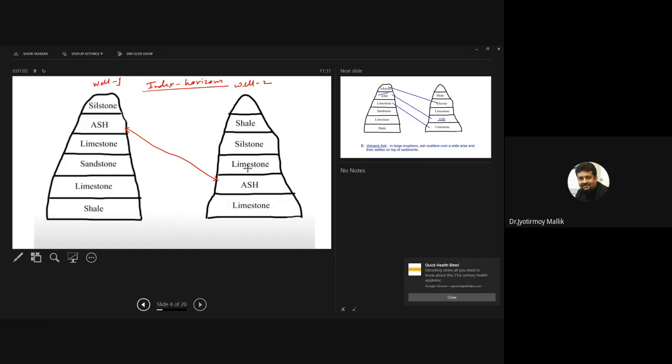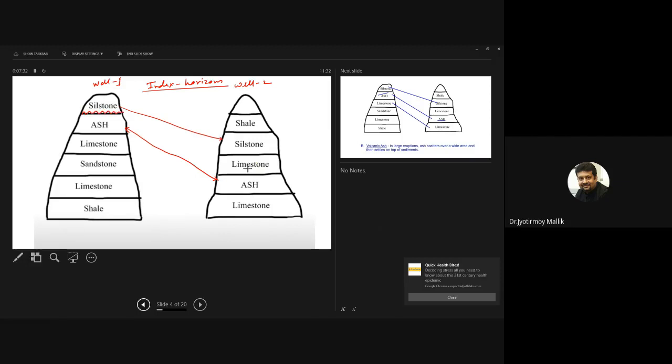And now you can see that above the volcanic ash, I have siltstone in well 1, so I can perhaps correlate siltstone with siltstone. And we can see here between ash and siltstone there is a limestone. That limestone is not developed here. So perhaps there could be two possibilities, that there could be an unconformity in between.